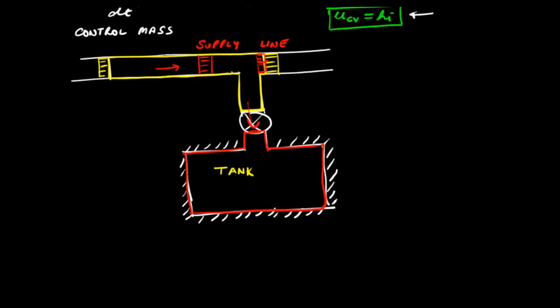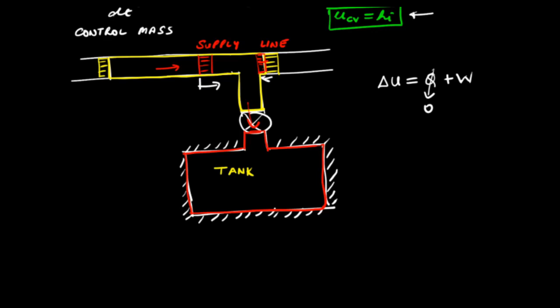So recall that if we ignore kinetic energy and potential energy, the first law for the control mass is given by delta U is equal to Q plus W. In this case, there is no heat transfer to this control mass, therefore Q is equal to 0. But there is work done, and work done on this control mass is because these pistons are moving and they are displacing this gas. So what is the work done?